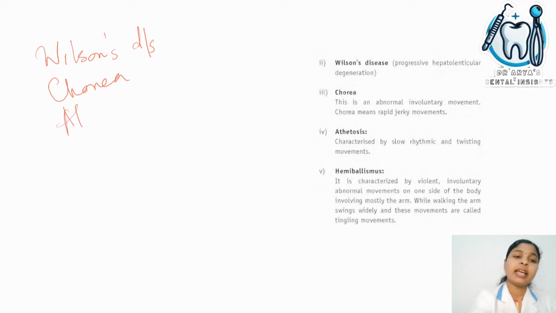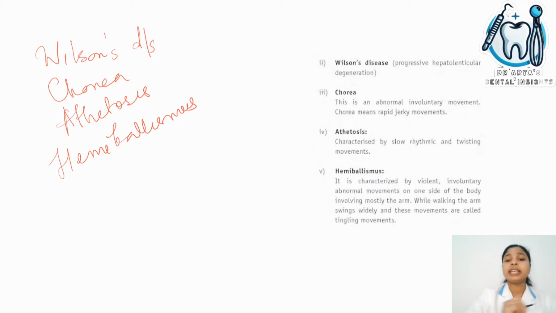Then athetosis, it is characterized by slow, rhythmic and twisting movements. And finally, hemibalismus, it is characterized by violent, involuntary, abnormal movements on one side of the body involving mostly the arm. And while walking, the arm swings widely, and these movements are called tingling movements.